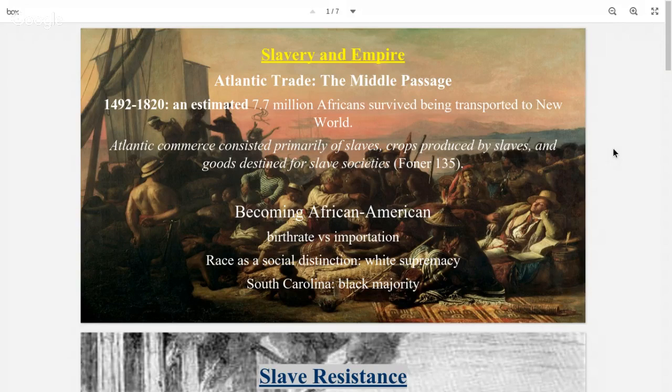So 7.7 million survived. It is estimated that as many as an equal number died. Whether you're looking at the 7.7 million or 10 million, it's argued that 50% made it, 50% died, right? So you have to imagine you have a boat with 300 slaves underneath it, and you get to America, and 150 of them are dead. But it's not as if they all just die once you hit the coast. So you're chained to a boat. You're one on top of another.